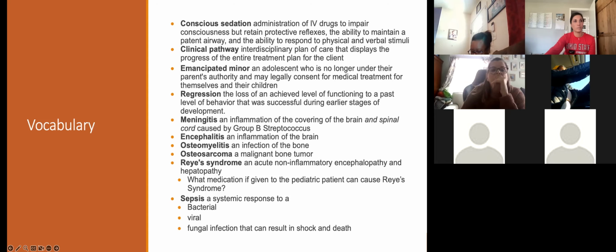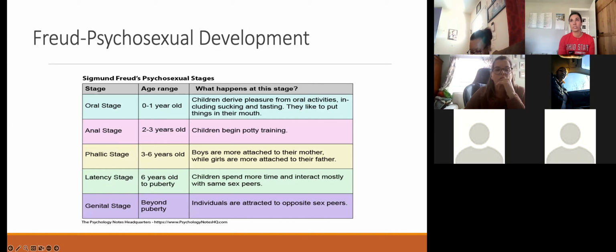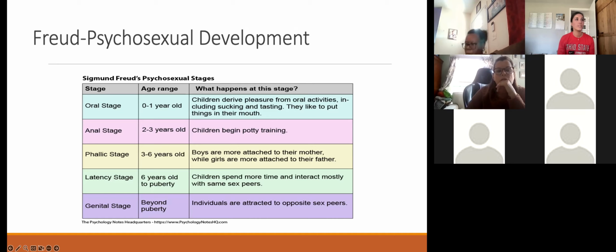That's our oral stage. Our anal stage in our 2 to 3 year olds, they're going to be focused on things like potty training and controlling their bodily secretions. So that is our anal stage. Our phallic stage, this is where the Oedipus complex comes into play. And we see boys being attached to their mother, girls being attached to their father. That's our phallic stage.